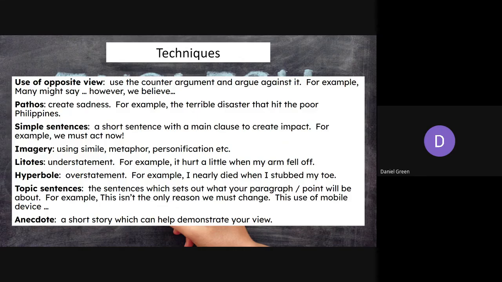Litotes can be quite useful. So understatements, like "it hurt a little when my arm fell off." It can be a good way of engaging the audience in, say, a speech or in an article. So like you might say in an article, if the article was on teens overusing social media, you might say, "I don't spend very much time on my phone, only 16 hours a day." You can create those comic elements which may engage your audience.